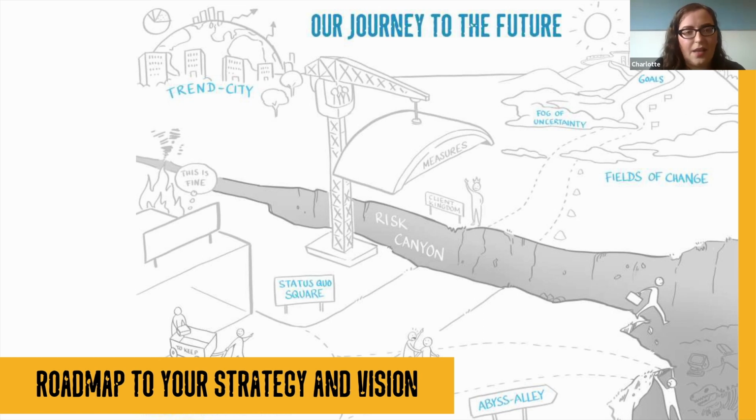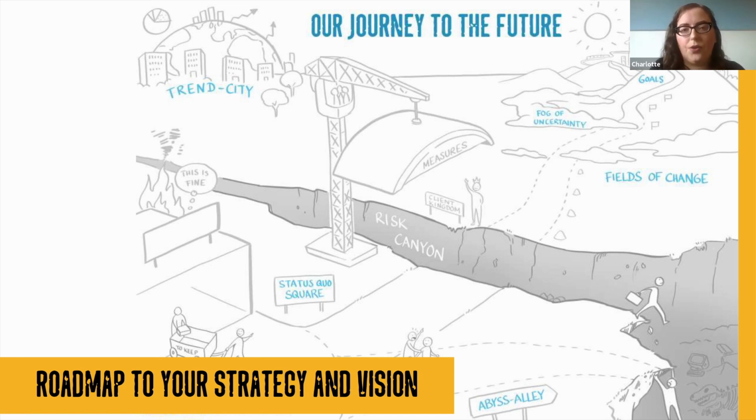You start at the lower left corner in this story picture. There is this building that you see where a part of it is burning and a part of it is just being taken out. And I called it the status quo square. This is where you are right now. What are your strengths? What are your weaknesses as a company?